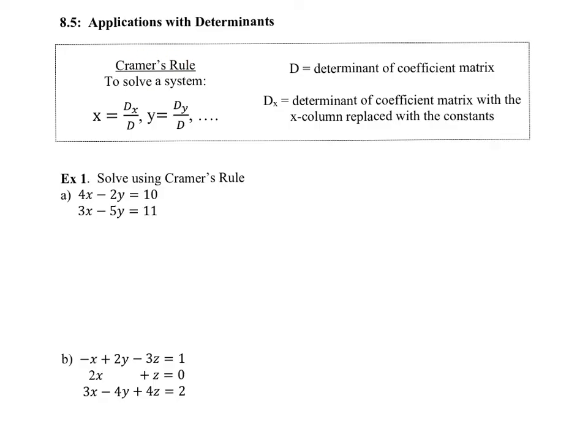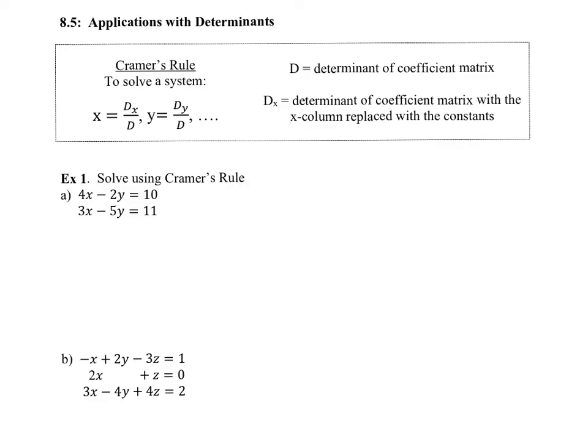So to solve a system, depending on the number of variables, if it has x and y, it would be this. If it was x, y, z, it would keep going. If it was w, x, y, z, it would continue with the same pattern. If I want to find the x coordinate, I do dx over d, where dx is the determinant of the coefficient matrix with the x column replaced with the constants, and then d is the determinant of the coefficient matrix.